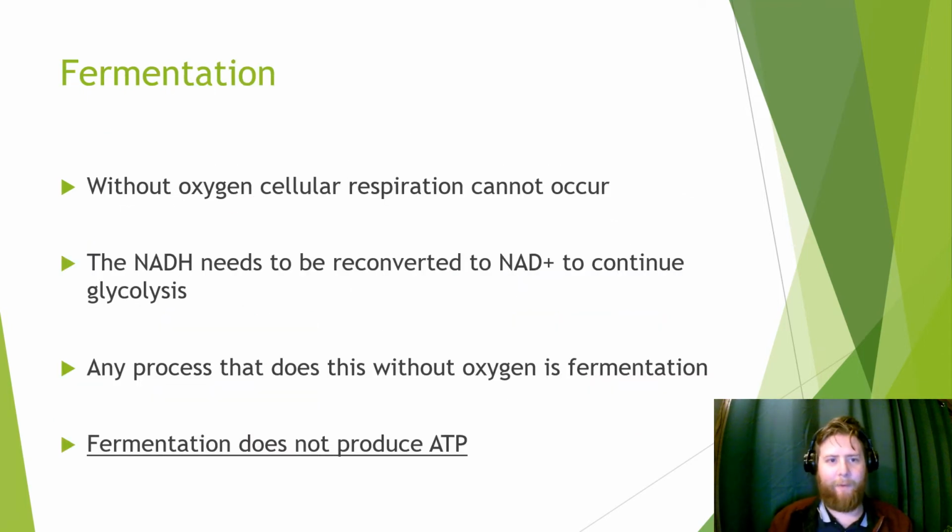All right, now we can talk about fermentation. Without oxygen, you can't have cellular respiration. We don't go into the Krebs cycle, the citric acid cycle. So we need to take this NADH and be able to use it again. So we have to convert it back to NAD plus to continue glycolysis. So we can reuse it and keep going through glycolysis and keep getting those 2 extra ATP.